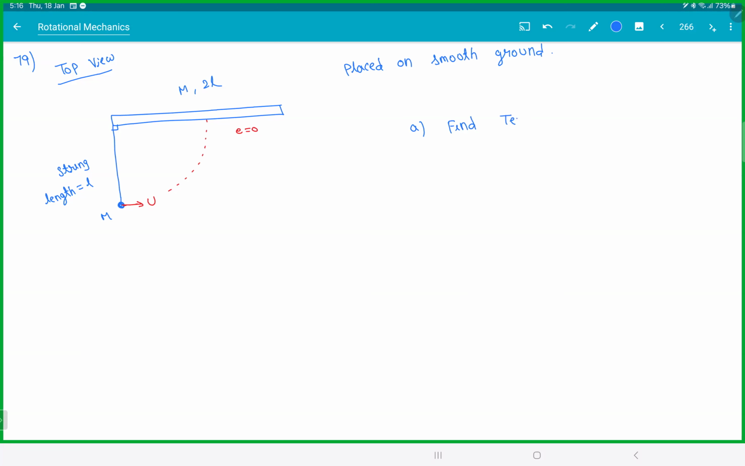Find tension in the string initially, just after giving speed u. Find omega of the rod after collision, or after the ball sticks to the rod. Let's get this. Especially the first question is pretty good.